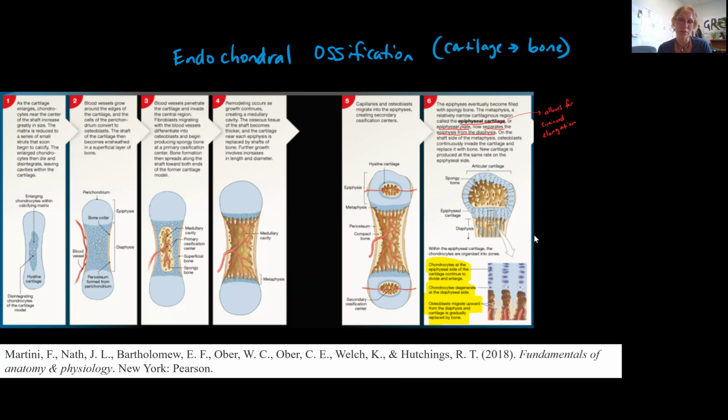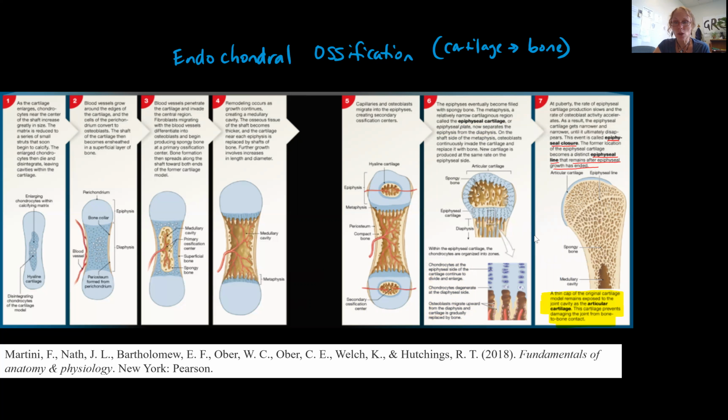In the future, this will become our metaphysis, but it's not called that yet. The epiphyseal cartilage is what you might think of as your growth plate. So as long as you maintain epiphyseal cartilage, you're able to increase the size of your bone. So what we see happening is you start by making more cartilage, turn that into bone. Make more cartilage, turn that into bone. Make more cartilage, turn that into bone, until you get that final length of your bone.